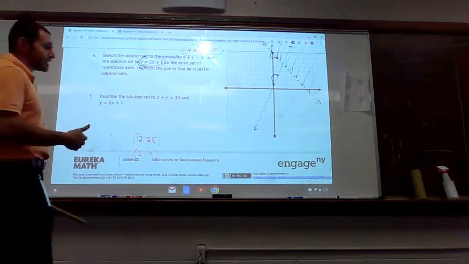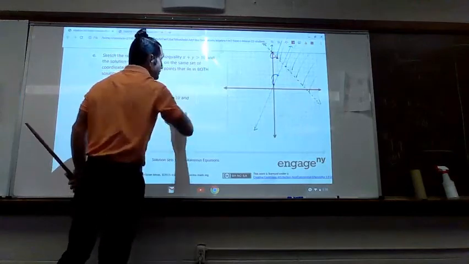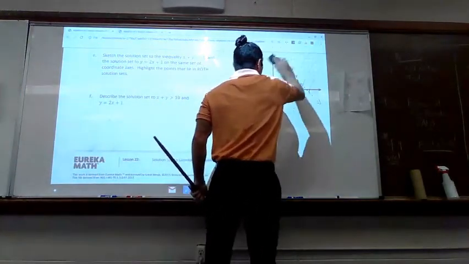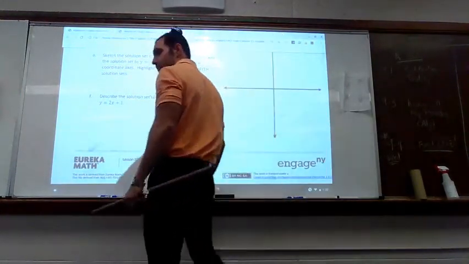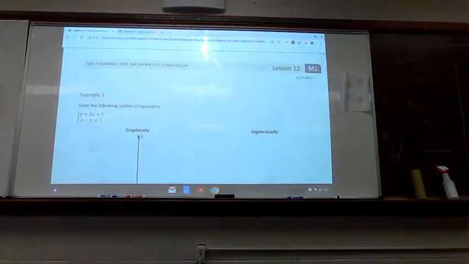Okay? So this is how we're graphing two different equations. Is it always that easy when we're just graphing? Well, no, nothing's ever easy, guys. It always gets more difficult.